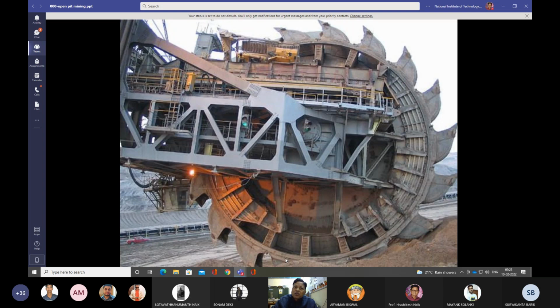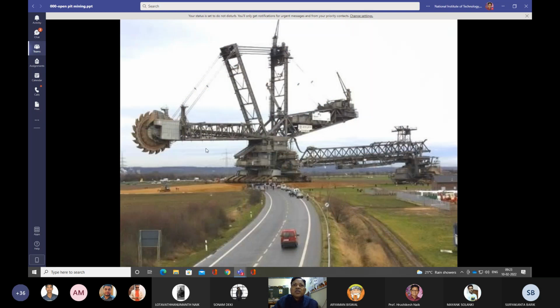The bucket wheel excavator rotates in the anti-clockwise direction, and it cuts the material. After cutting, the material is discharged to a belt conveyor system, from where it is transported to its destination. So this is the wheel which is called the bucket wheel excavator. It rotates in the anti-clockwise direction. This is the size of the bucket wheel excavator. You see, it is a very big machine, a gigantic machine.